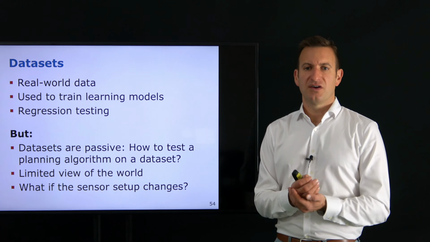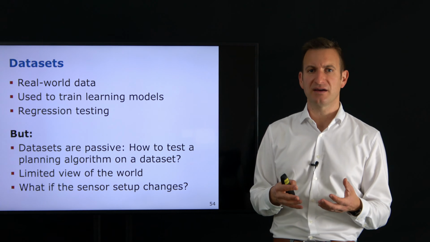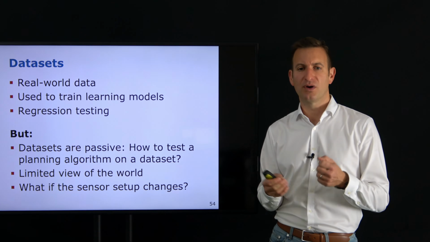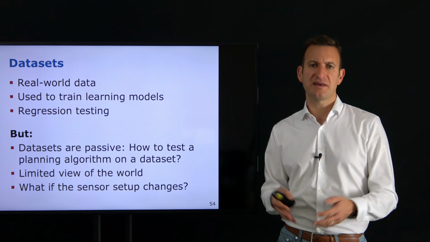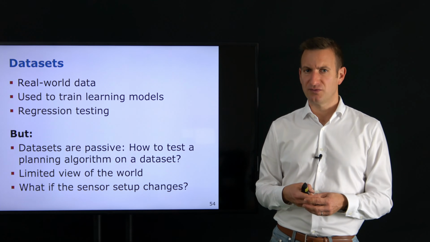So datasets are a great tool because they provide us with real-world data, so data which comes from a real vehicle in the real world. And we can use it for machine learning and also train our models, for example. Of course, we need to annotate that data, but once it's annotated, we can actually use this. We may also be able to use this for regression testing.